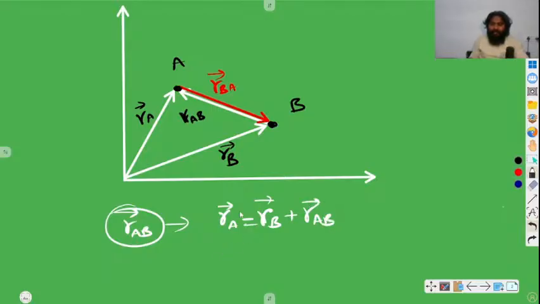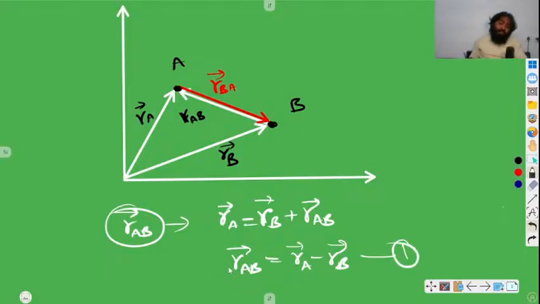Okay? Now from this what can you write? RAB you will find, right? RAB bar is equal to RA bar minus RB bar. You send this RB bar to this side, then RA bar minus RB bar. So this is the relative position of A with respect to B. By using the triangle of vectors we got RA minus RB.